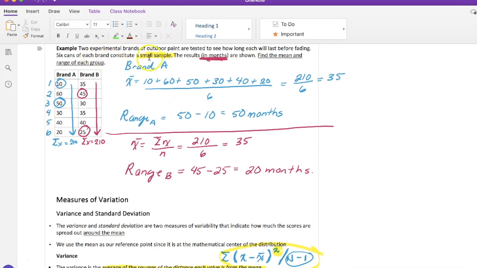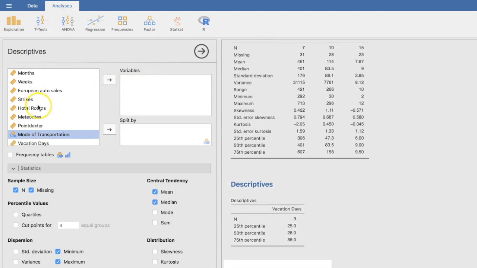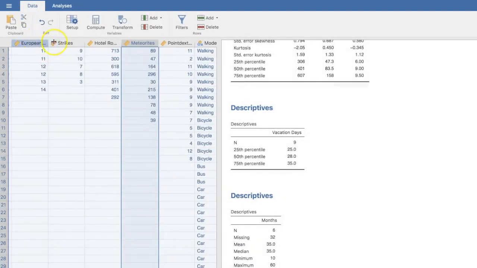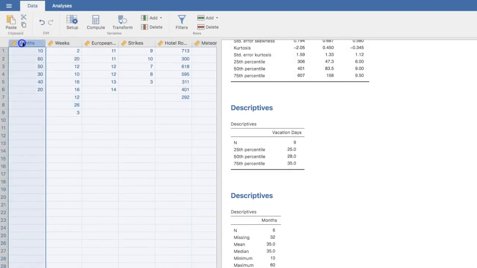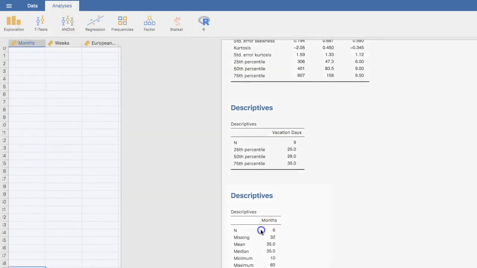Remember the 2 experimental brands of paint. I want to check for the range for brand A, which was, the mean was 35 and the range was 50. I'm going to click. I'm going to drag months. Just in case you're wondering, I gave you a little bit of detail, like brand A, it's months, just so you know what we're doing. I'm going to go back to months.